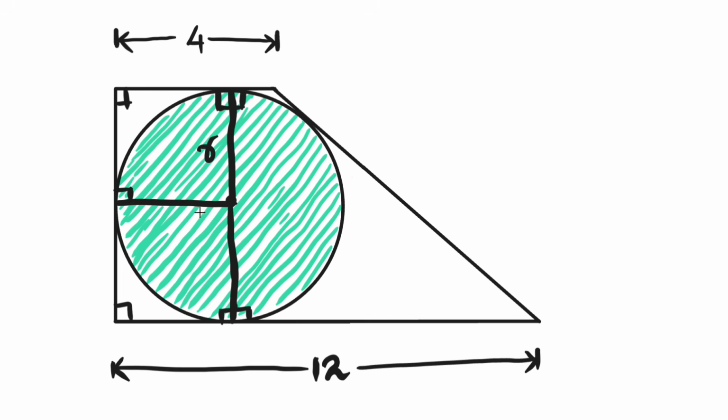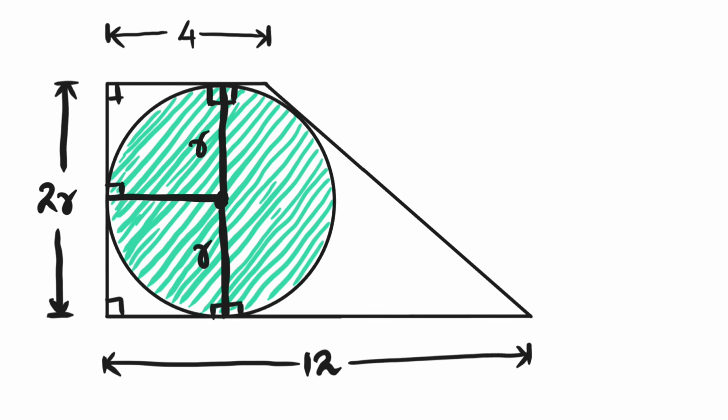Now look at the top and bottom of the figure. The circle touches both of these horizontal sides. Since the radius is perpendicular to each horizontal side, the distance from the top side to the center is r, and the distance from the center to the bottom side is also r. So the entire height of the figure is r plus r, which gives me 2r. This is our first important piece of information.